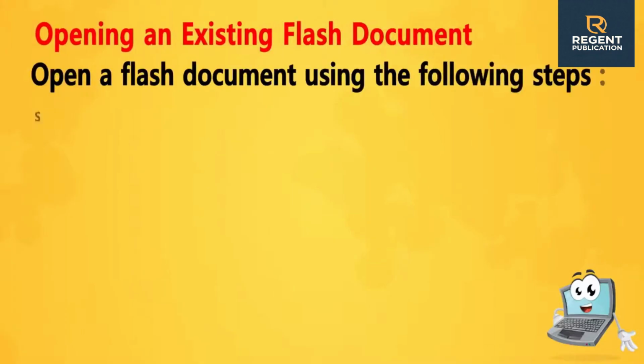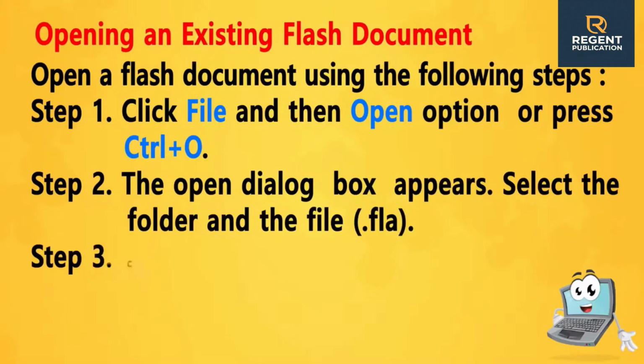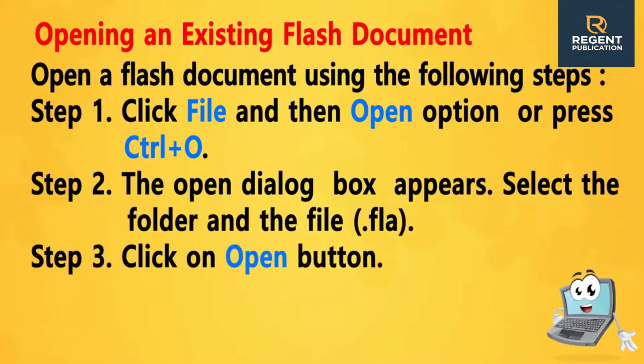Opening an existing Flash document. Open a Flash document using the following steps. Step 1. Click File and then Open option or press Ctrl+O. Step 2. The Open dialog box appears. Select the folder and the file .fla. Step 3. Click on the Open button.